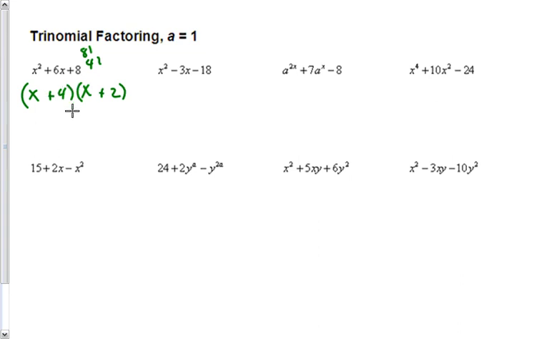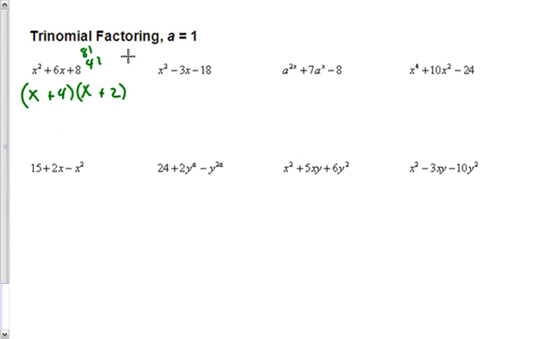You can check this by first, outer, inner, last. Okay, distributing the x to the x, you get x squared. X times 2 is 2x. 4 times x is 4x. 4 times 2 is 8. 4x and 2x give me 6x. So it does check. Or you can check all of these. All right? Take a look at the next one.